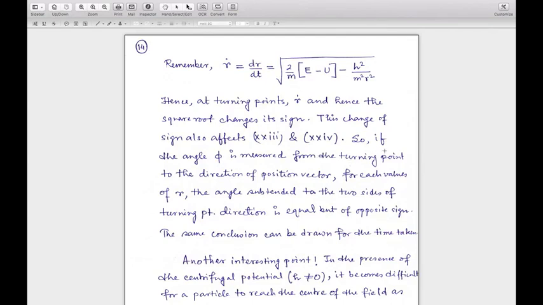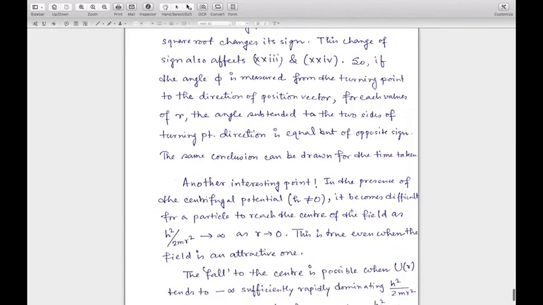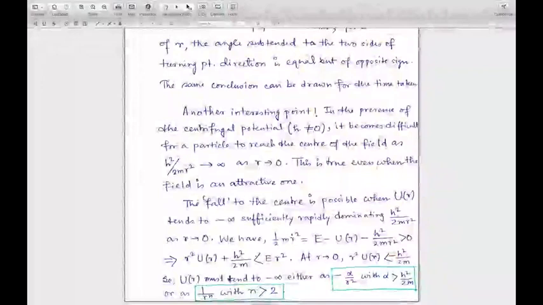So that's why we say that if the angle phi is measured from the turning point to the direction of the position vector, or from the position vector to the turning point, then for each value of r, the angle subtended to the two sides of the turning point direction is equal. That means with respect to the turning point direction, the two segments, that is coming from r minimum to r maximum, and going from r maximum to r minimum, are symmetric with respect to both angles and time. Okay, that is the thing.